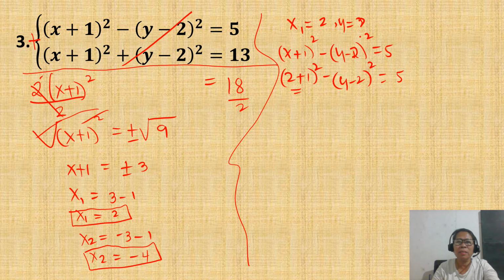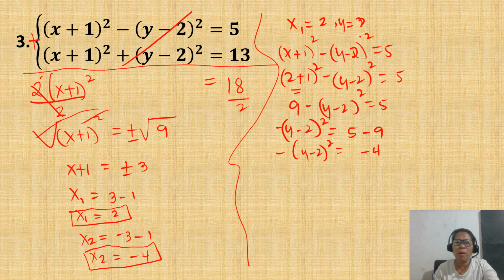Then 2 plus 1 is a 3, then that will be 9, minus y minus 2 squared is equal to 5, and that will be negative y minus 2 squared is equal to 5 minus 9. The 9 will be transposed. So negative y minus 2 squared is equal to negative 4. But remember, we cannot extract the square root if the numerical coefficient of this is negative. So we have to divide both by negative 1. So we have y minus 2 squared is equal to negative 4 divided by negative 1 is positive 4.